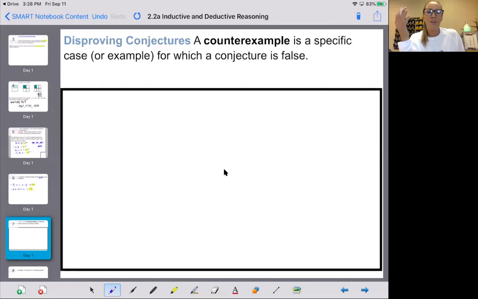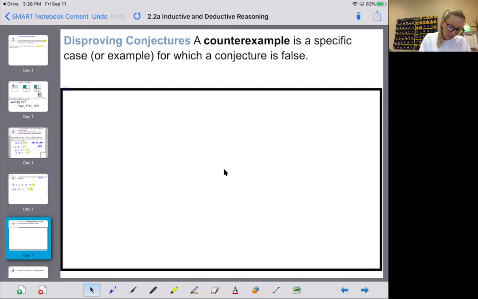So the counterexample is a specific example, right? Like one time that it happened, give me a very specific time when the conjecture that the person made is false. So it goes against what they're claiming. Okay, now it has to be a specific case. You can't just say, no, sometimes teachers wear like a skirt on Fridays, right? Can't say that. You have to say one specific case, like this exact day, they did not wear a skirt, therefore that cannot be true, right?